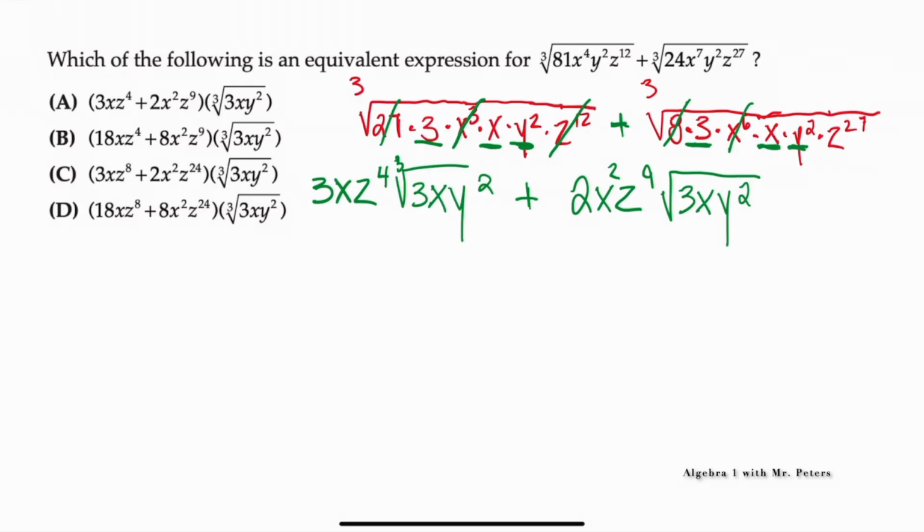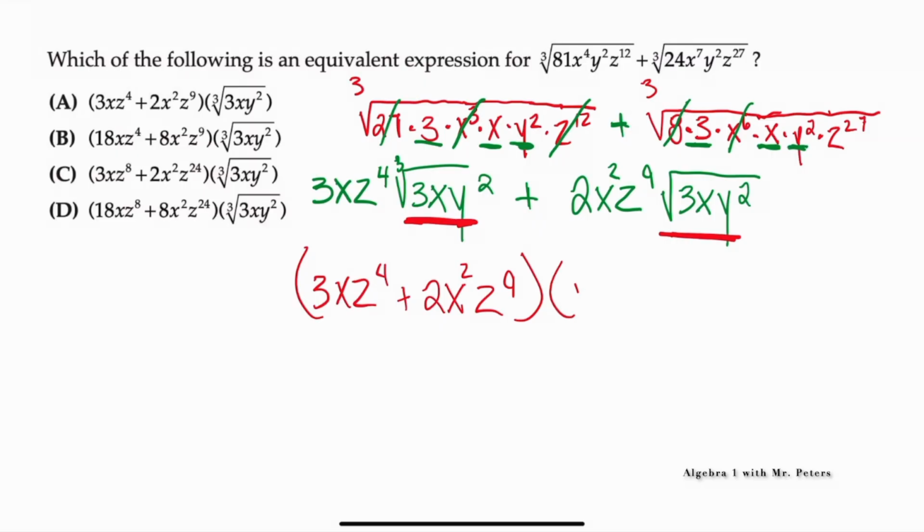Now, when you look at our answer choices, we don't have that answer. But what we can do is factor this out. So we would have 3x z to the 4th plus 2x squared z to the 9th, right? That could be in parentheses, and we're going to distribute it to the cube root of 3xy squared. So when I look at my answer choices, this should be an answer choice of A.